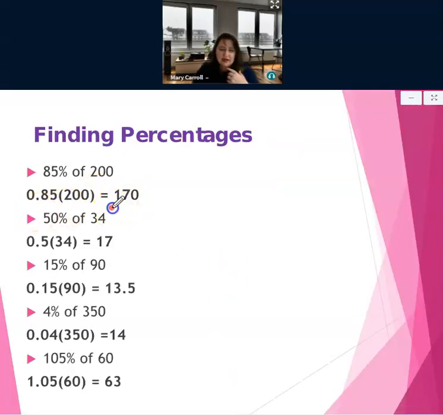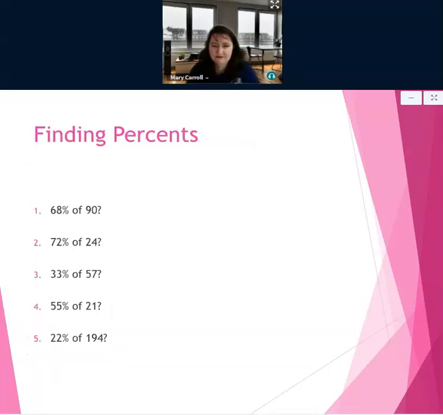Alrighty, so the first one I get is 170, the next one I get is 17, then I get 13.5, 14, and 63. Hopefully you got all of those and it wasn't too bad. So let's try some more practice. First of all, I want to make sure you realize the word of does mean multiply. I didn't stress that earlier, but I want to make sure you understand that. That would have been on your list of things too, so that helps. All right, so go ahead and do these 5. Mark it 1 through 5 on that piece of paper and see if you can answer these. Pause the video.